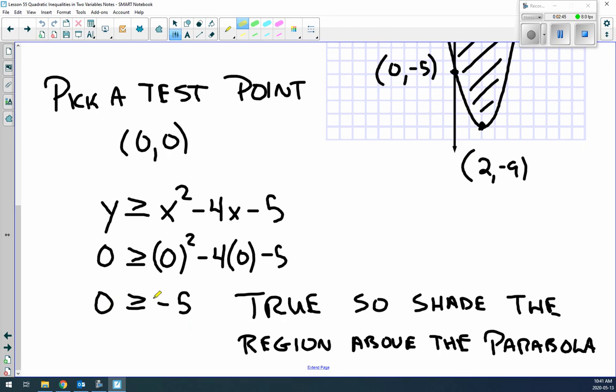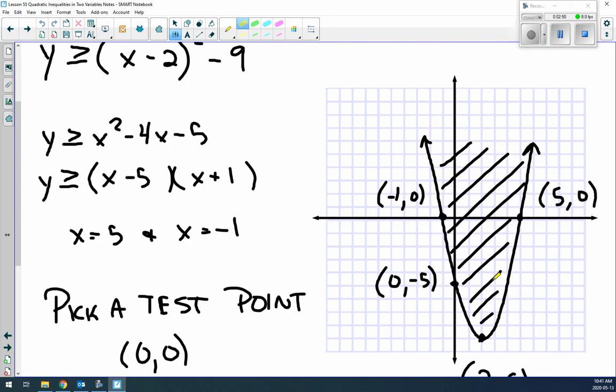We find out 0 is greater than negative 5. Is that true? Yes, it is. It's true, so we shade that area. If it was false, we would shade on the outside.